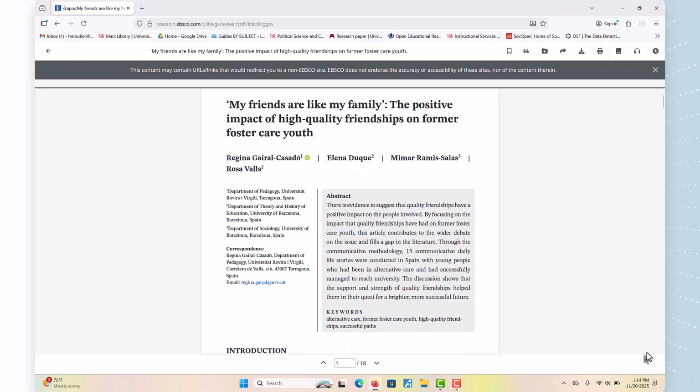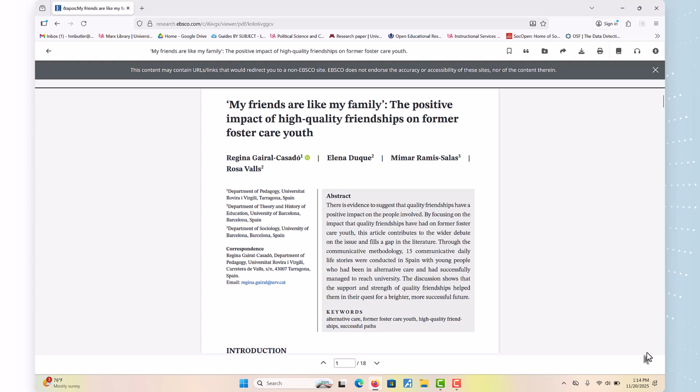Awesome. So we can look at this abstract and we can see what it has to tell us about the topic. So this is about quality friendships and former foster youth, and it's talking about communicative daily life stories. We know that's qualitative research where things are found out by talking and descriptions rather than hard numbers. And it's also talking about education. And they say that it does show that friendships had a positive effect. So we've got a good baseline for moving forward, a good base understanding. We are going to go into actually reading through this article.